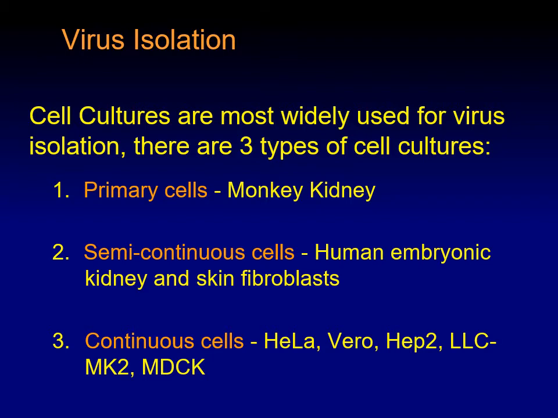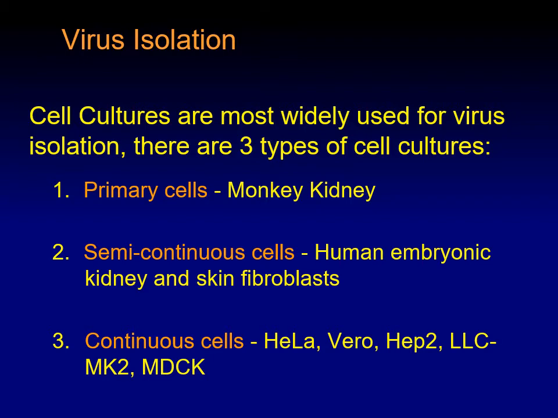With semi-continuous cell lines, the situation is a bit different, where you can passage them several times, sometimes up to 40 times. And this is really good in a sense that you can store these cells in the freezer, and whenever you need, you can take a batch of those to infect with a specimen.